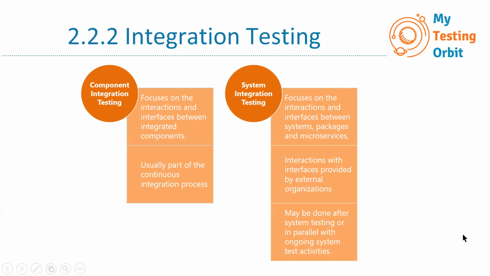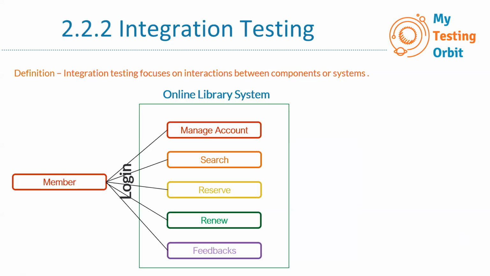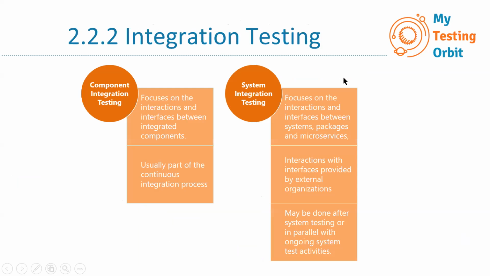Right. Okay, so in integration testing, there are two further levels. We have component integration testing and we have system integration testing. As we already saw in the definition of integration testing, it focuses on interaction between components or systems. So that's why it's really important that we split it into these two different types of testing. Let's go through component integration testing first.